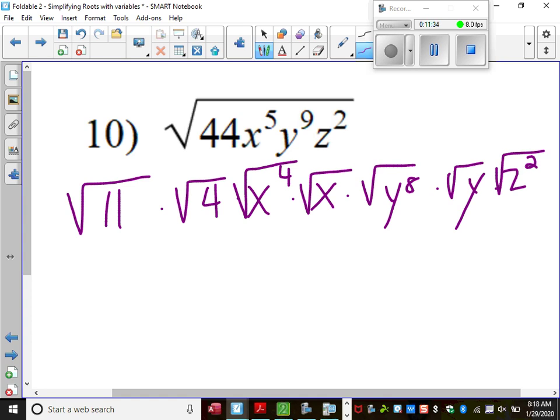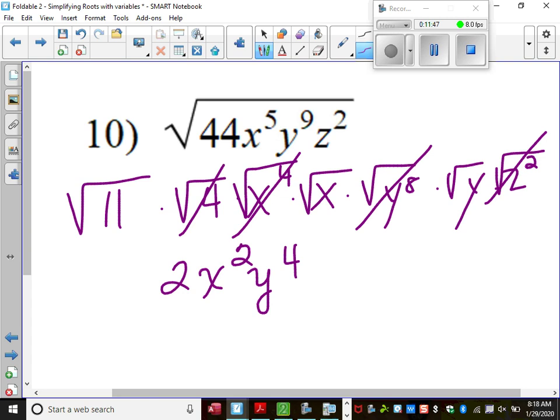All right, so I'm going to take out the square root of 4, which is 2. Square root of x to the 4th will give me x to the 2nd. Y to the 8th will give me y to the 4th. And z to the 2nd will just give me z. And then I'm left with 11xy.